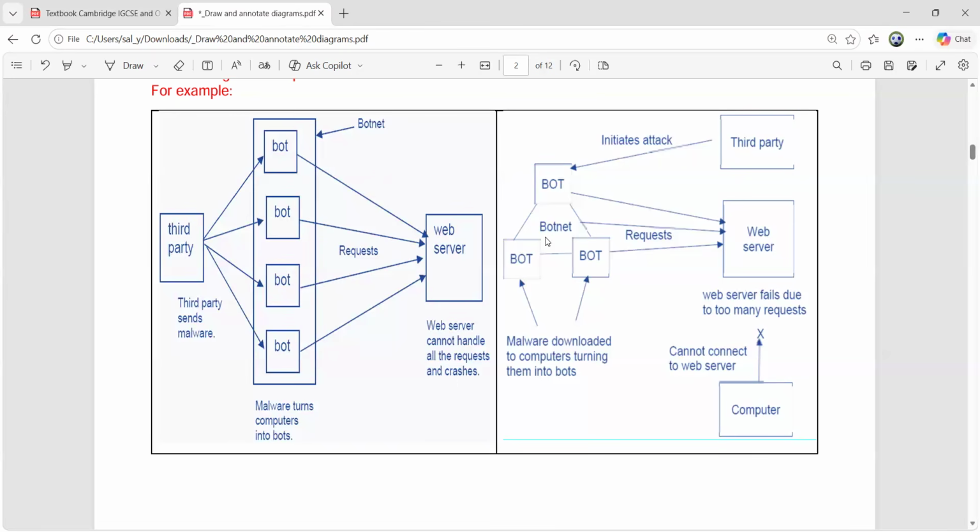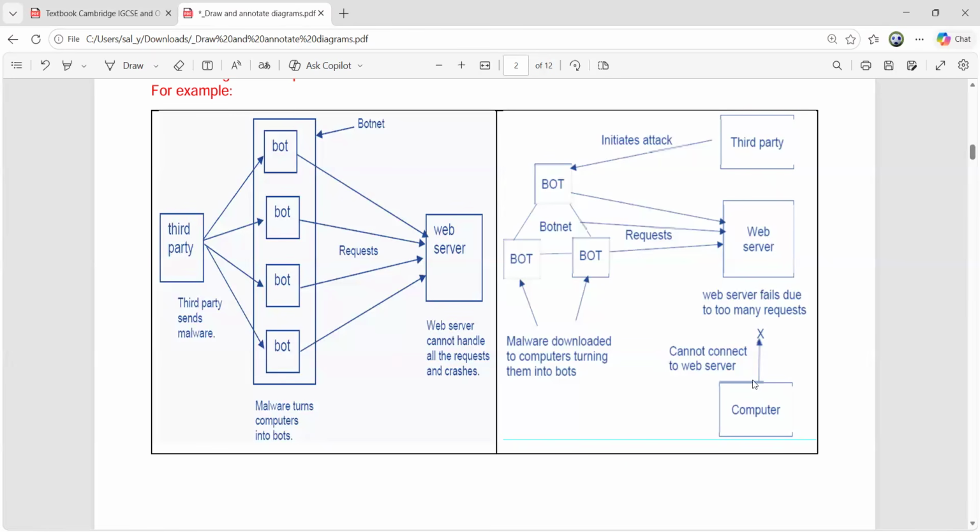And in another example, you can see a botnet is again created, but here the bots are handled differently. So the third party is initiating the attack, and bots are created, and the requests are then sent from the bots to the web server. Then the legitimate computer system, the one that was supposed to get its requests processed, will not be able to, because the web server is not able to handle so many requests coming from multiple sources.